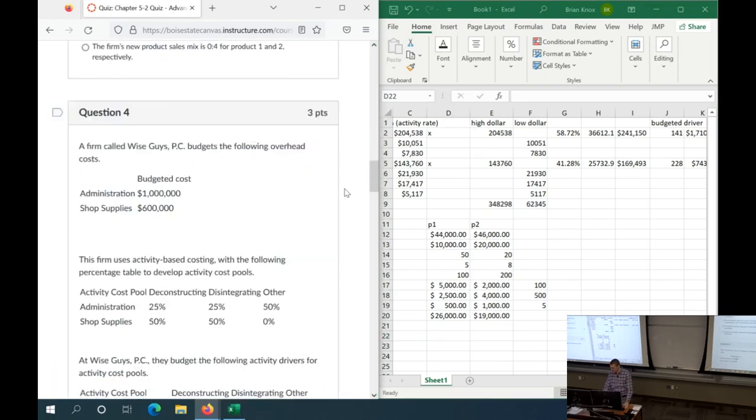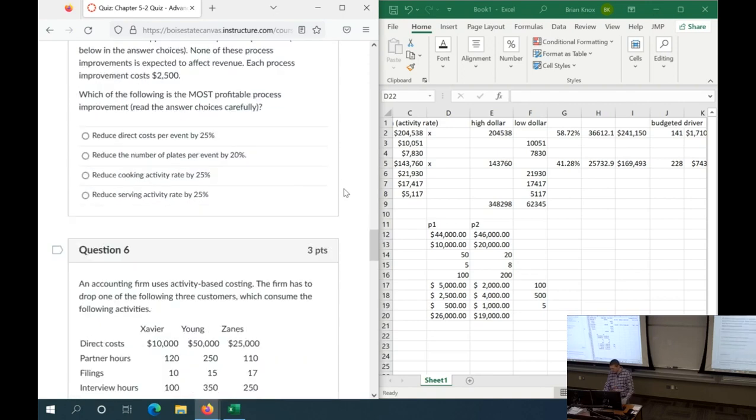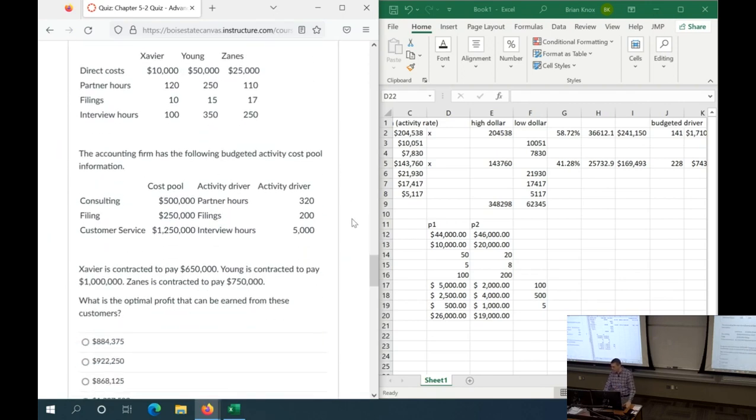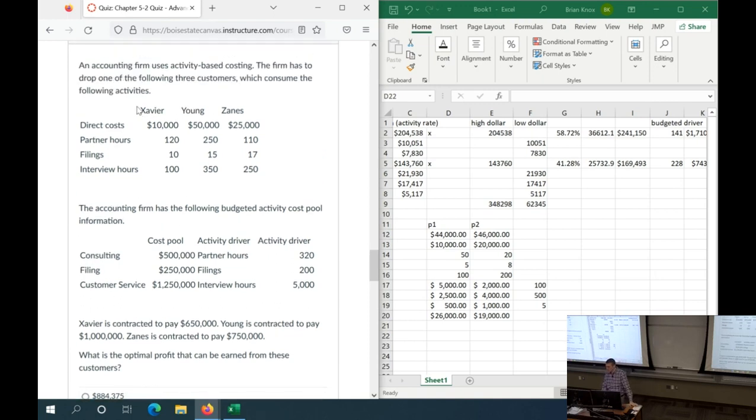Okay, I'm remembering going over this at some point. No, not this semester, but yes. We're trying to figure out the optimal profit given the fact that we have to say goodbye to one of them, right? Wait, did I say that wrong? Yes, there it is. All right, so we're an accounting firm. We use activity-based costing. The firm has to drop one of the following 3 customers, which consume the following activities. I don't know what the backstory is. We got to drop one. They don't like each other. I don't know, something weird. But we have to drop one. And that creates the predicate for a multiple choice question in this weird scenario.